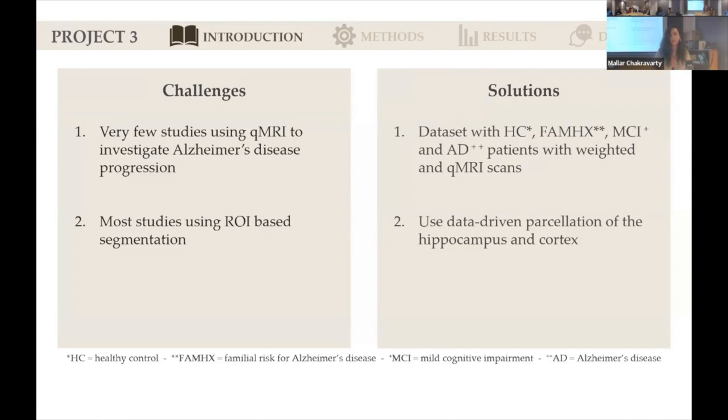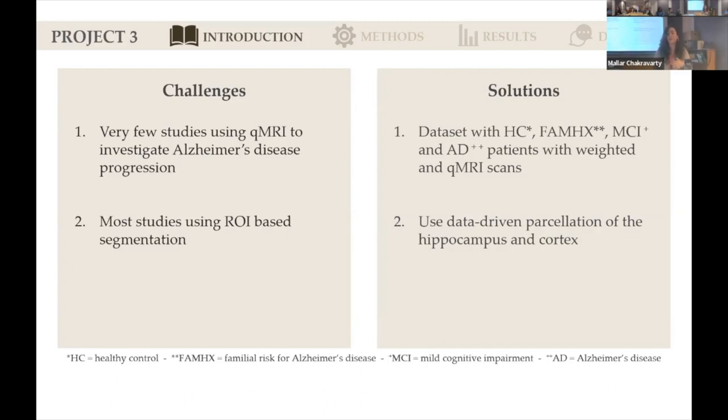So in order to overcome that, we wanted to use a data-driven parcellation of the hippocampus and the cortex. Here, I'm just stopping quickly to say that we wanted to also investigate the cortex for two main reasons. The first one is that, as I mentioned, there is really not a lot which has been done using quantitative MRI in Alzheimer's disease progression. So there is more that is known about the cortex compared to the hippocampus. So we wanted to have some kind of baseline understanding of what to expect of these metrics in aging and in Alzheimer's disease.